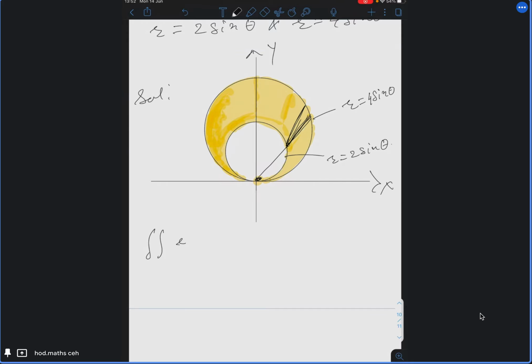So the double integral r cube dr d theta is nothing but, the r limits are 2 sine theta to 4 sine theta, r cube dr d theta. And the limits of theta, tell me from where to where it is going, from 0 to pi. These are our limits. Now you integrate and tell me the result.